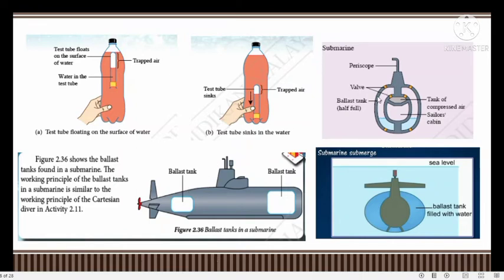As you can see, the submarine has a ballast tank. When the water is pumped into the ballast tank, the total weight of the submarine increases, thus the submarine sinks to a certain depth until the buoyant force becomes equal to the weight of the submarine again. When the water is pumped out from the ballast tank, the total weight of the submarine decreases, causing the buoyant force to be larger than the weight of the submarine, thus the submarine moves up and floats near the surface of water.